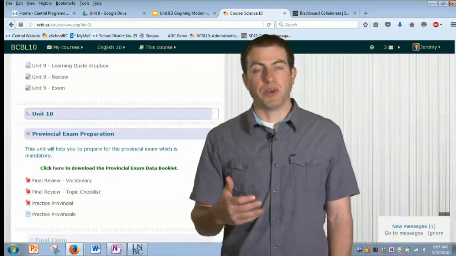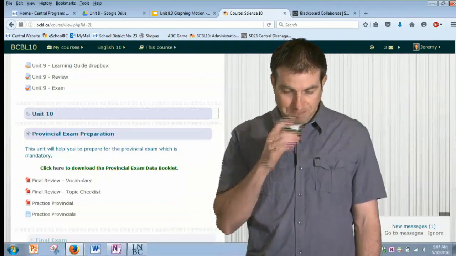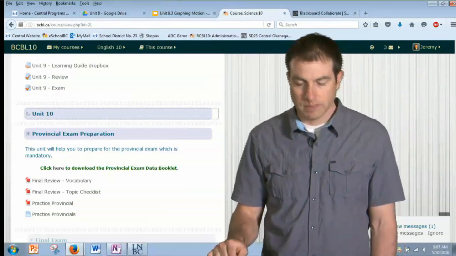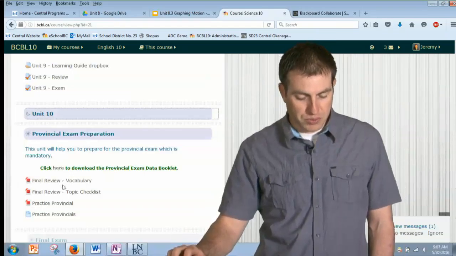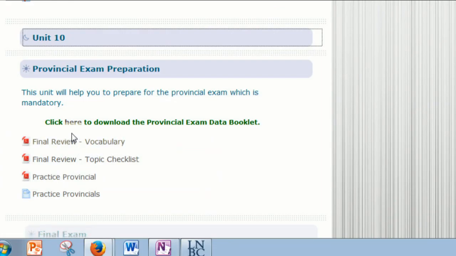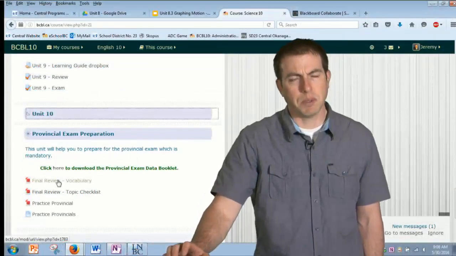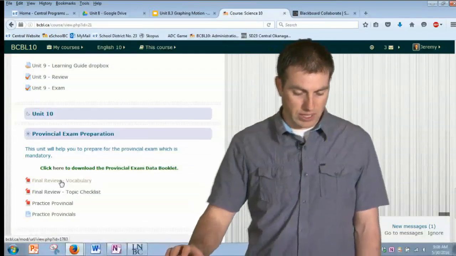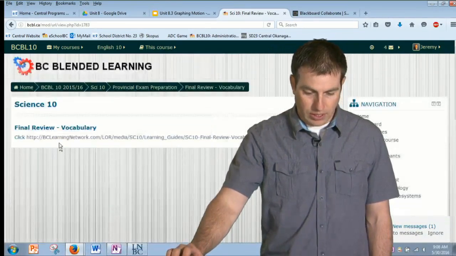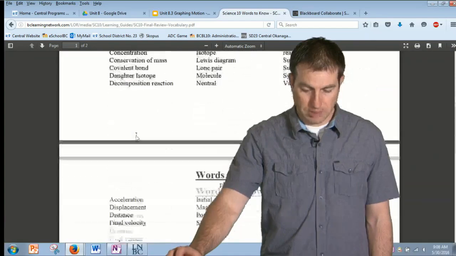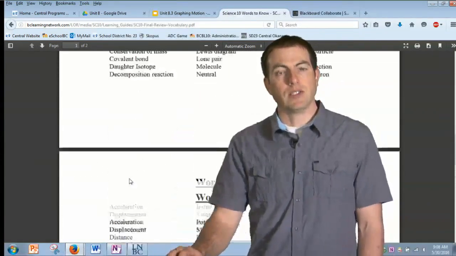The very bottom, you'll see this provincial exam section, and there's some different things here for you guys to go through if you want. I'm not going to make any of them mandatory yet. So final review vocab. This is just a PDF of all the vocabulary terms that we've covered so far this year. I'm not a huge fan of just memorizing definitions and words. I forget if it's alphabetical or if it's broken down by unit. I think it's broken down by unit. No. Oh, yep. Biology, chemistry, physics, earth science. Perfect. So broken down by unit.